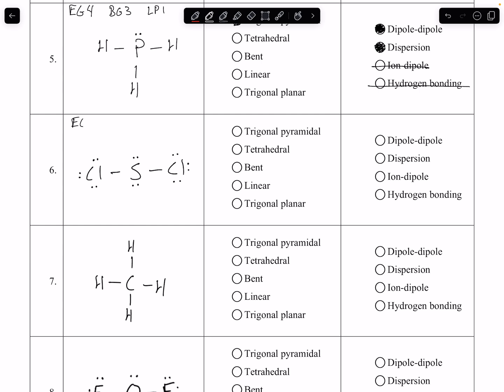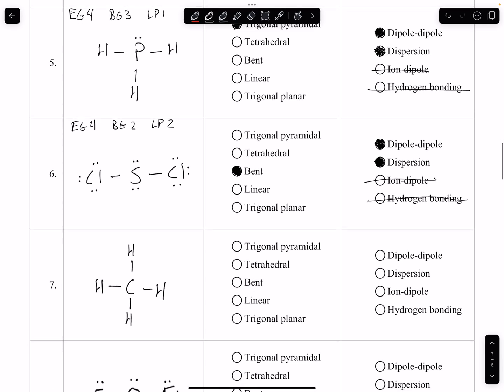Okay, electron groups 4, bonding groups is 2, lone pairs is 2. We've actually already seen that one. This one is also bent. And we do have lone pairs on the central atom, so this will have dipole-dipole. Actually, I think bent is always going to be polar, so dipole-dipole. And then we always have dispersion forces. We don't have an ion. You need to have an ion and a polar compound. And then we don't have any hydrogens at all, so it can't be hydrogen bonding.